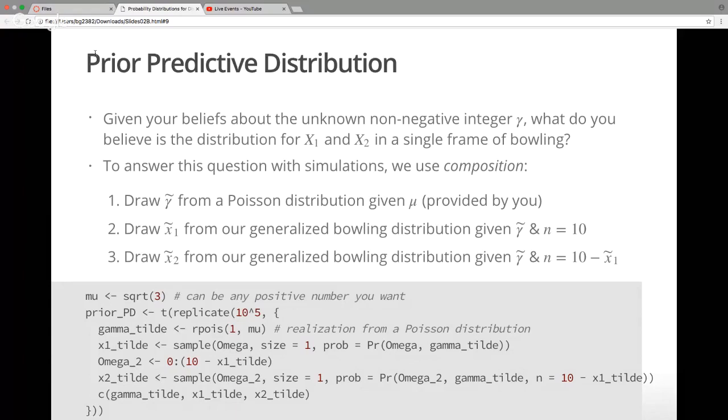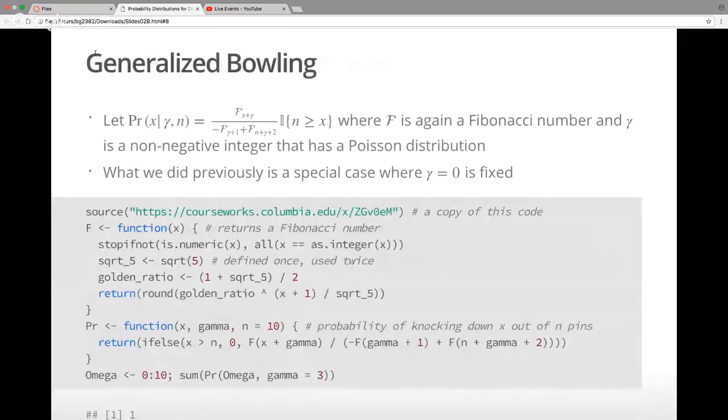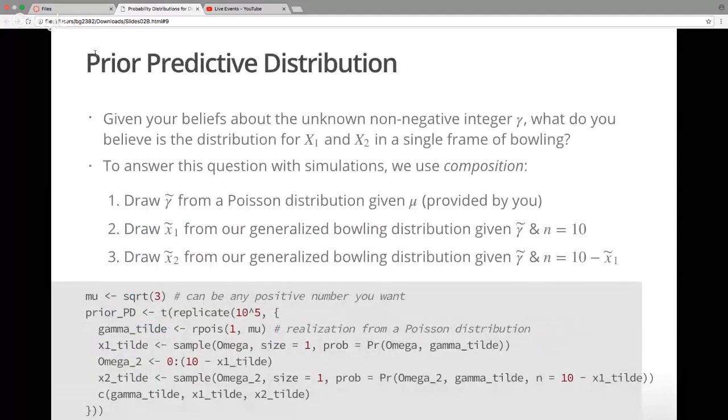So we draw a realization of gamma from a Poisson distribution, which represents our beliefs about gamma given some mu that is fixed and provided by u. We then take our realization of gamma and use it to draw a realization for the first roll of a frame of bowling given gamma and n equals 10. So we're just evaluating this function at our realization of gamma for the first roll. And then we use our realization of x1 to draw x2, assuming that x1 is not 10, from a bowling distribution given our realization of gamma and that there are n minus x1 tilde pins remaining.